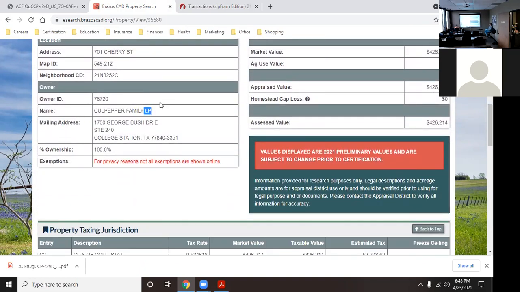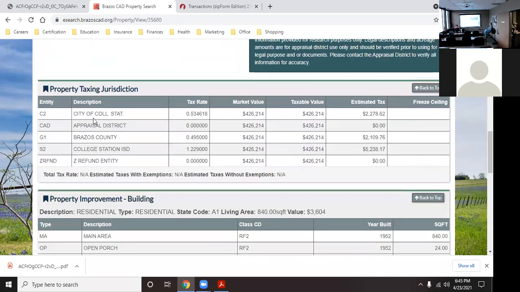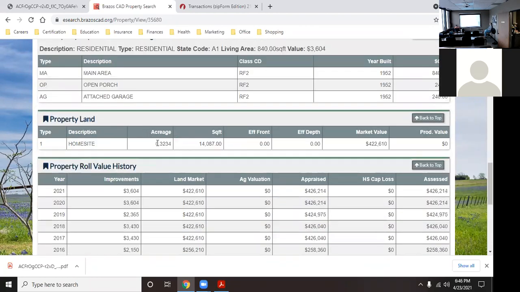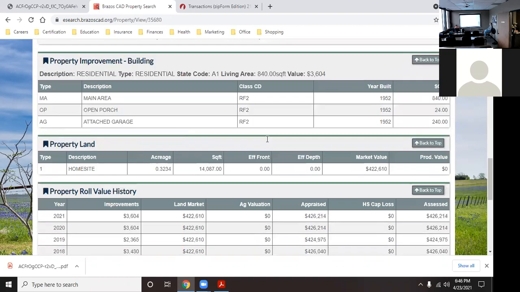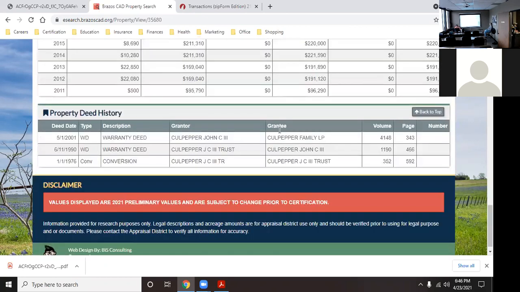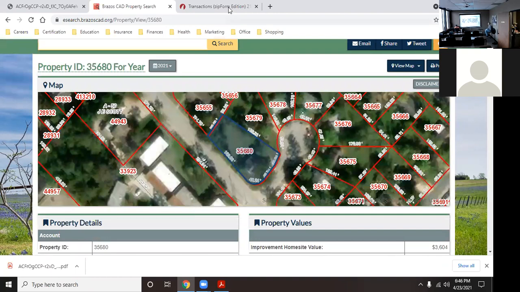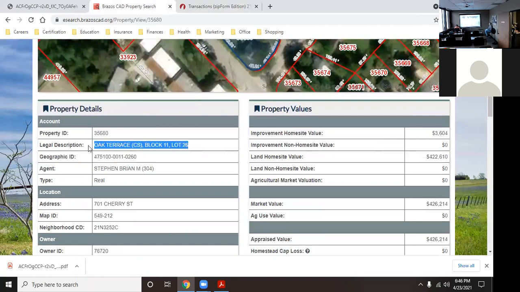You also get the owner's name, which is just this company in this case, and where the mailing address for the owner is. You also get stuff like how much acreage the property has, and how big the square footage of the actual house is, so it's 840 square feet as of right now. You'll get all that stuff through here as well, and you also get a map of where the property is. So we went through there, and we found this information here, block 11, lot 26 of Oak Terrace CS. Again, whatever is not the block and lot number, that is what the subdivision is technically called.